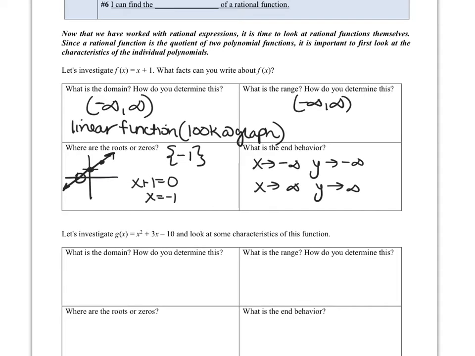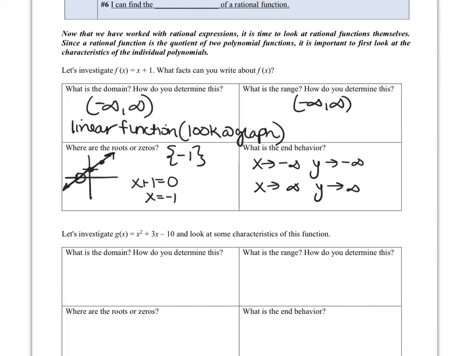Okay, so hopefully this is what you have. We know domain and range for all linear functions are going to be negative infinity to positive infinity, unless it's a horizontal line. And then your range will not be negative infinity to positive infinity. But otherwise, those will always be the same. For the roots, you can either set it equal to 0 or look at your graph, you can see it crosses at -1, and then end behavior you can also get from your graph. So hopefully you were able to fill that out.